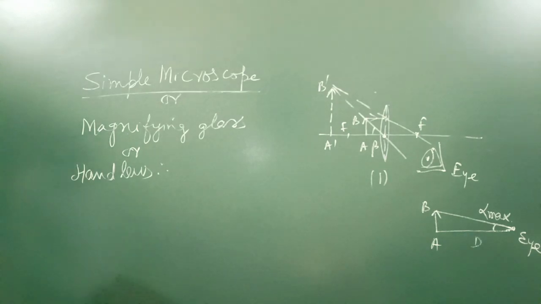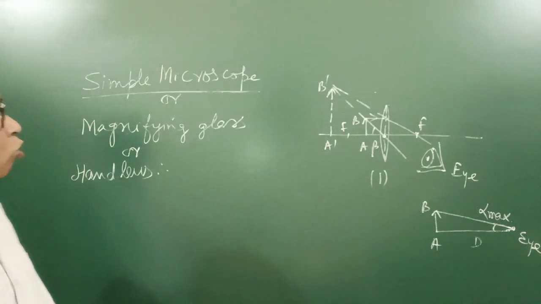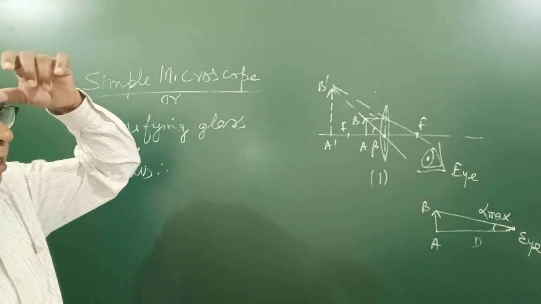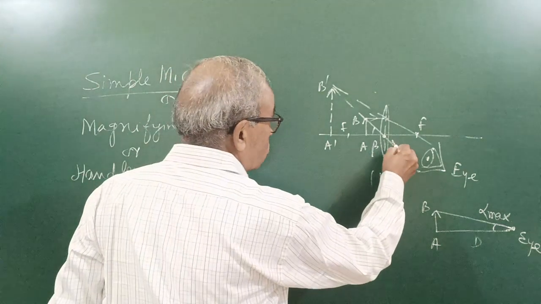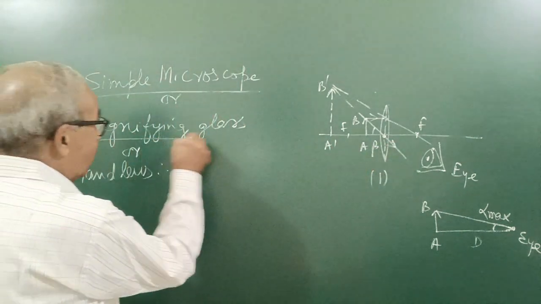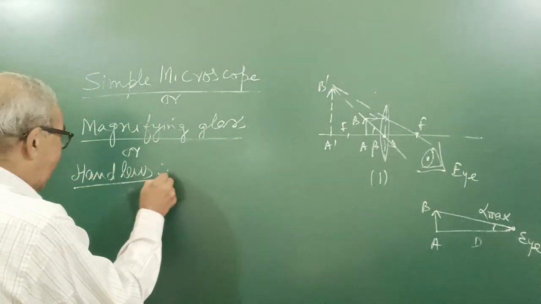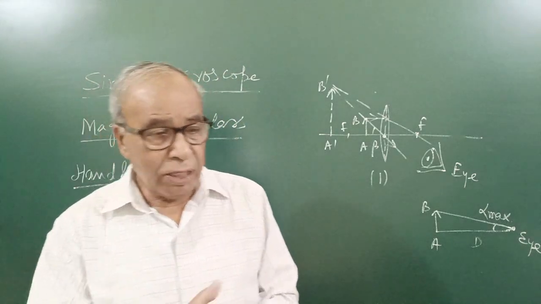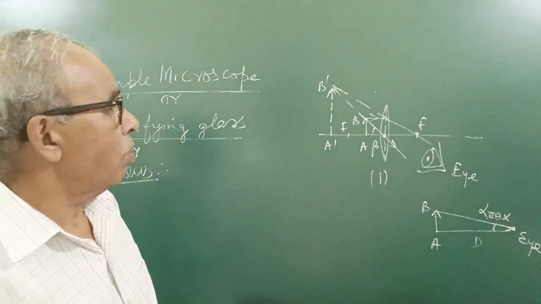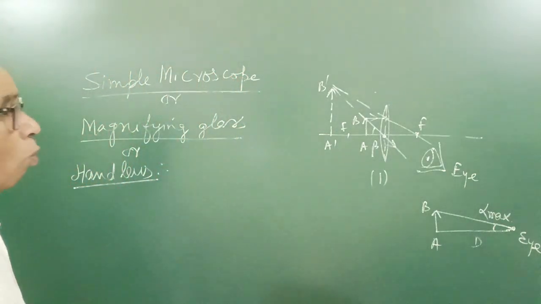Well, dear friends, in this video I am starting the simple microscope. It is called by different names also: simple microscope, magnifying glass, or hand lens. Actually, it is simply a lens fixed in a handle. So, simple microscope.